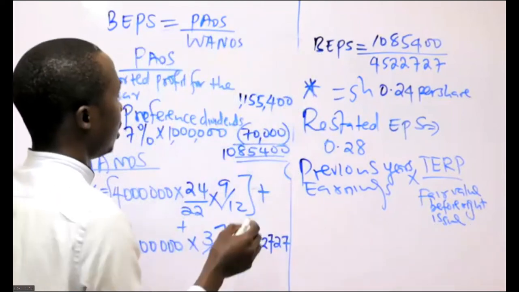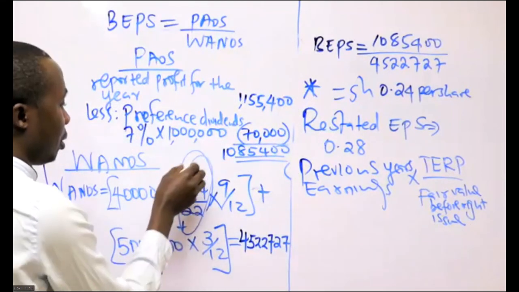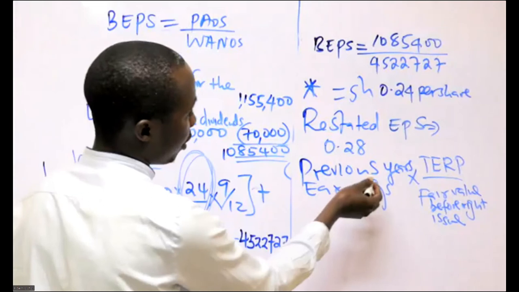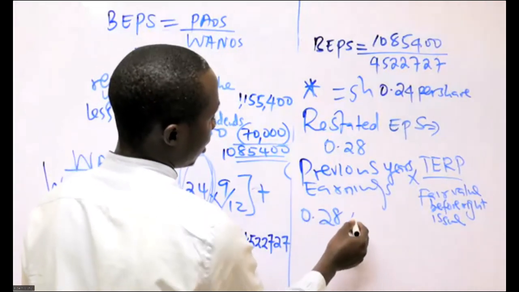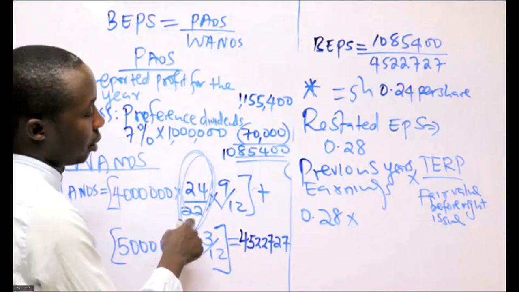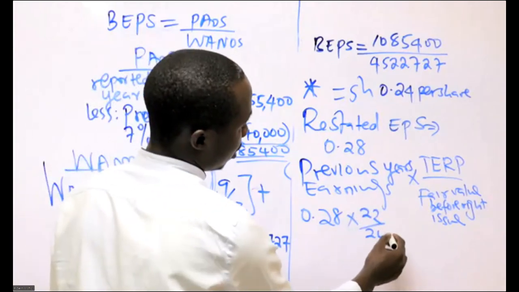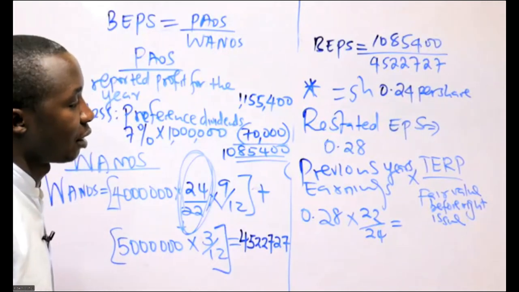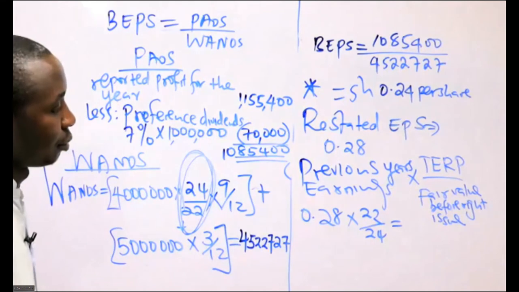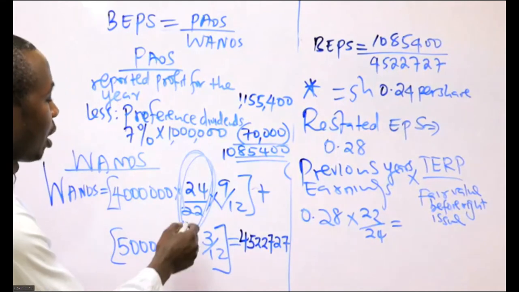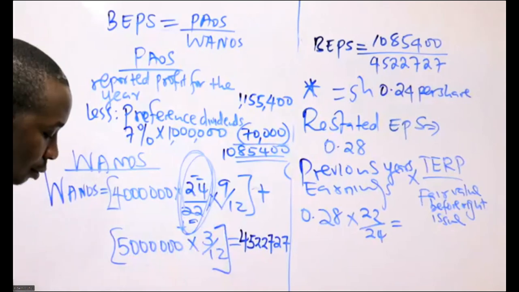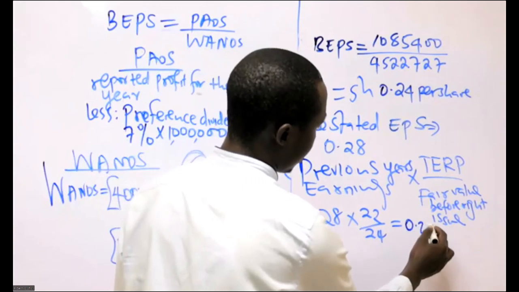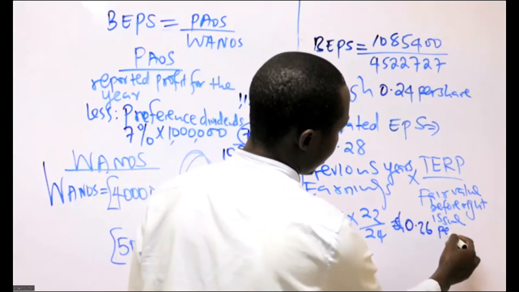So in short, what you do in the formula, you do the reciprocal. This one is done, so you do the reciprocal of this. It's all about the previous year's earnings of 0.28 times the reciprocal of this, so 22 and 24. Because you were already given that the earnings of the previous year was 0.28. Theoretical exercise price is 22 and this is 24. That is 0.26, so that is shillings 0.26 per share.